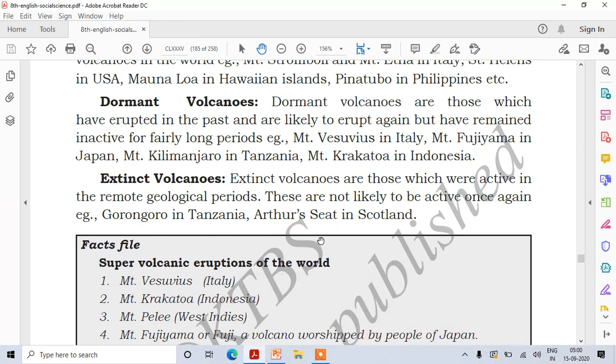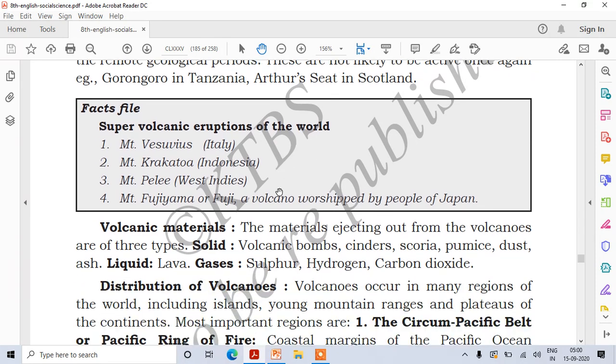Next, we have super volcanic eruptions of the world. So these are the facts. These are the very super volcanic eruptions which have been recorded in the world: Mount Vesuvius in Italy, Mount Krakatoa in Indonesia, Mount Pelee in West Indies, and Mount Fujiyama or Fuji, a volcano worshipped by the people of Japan.